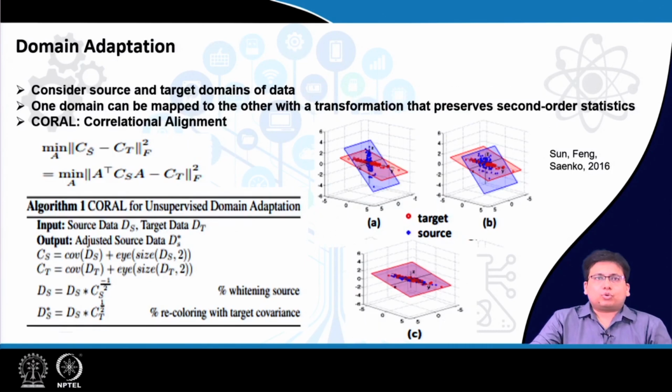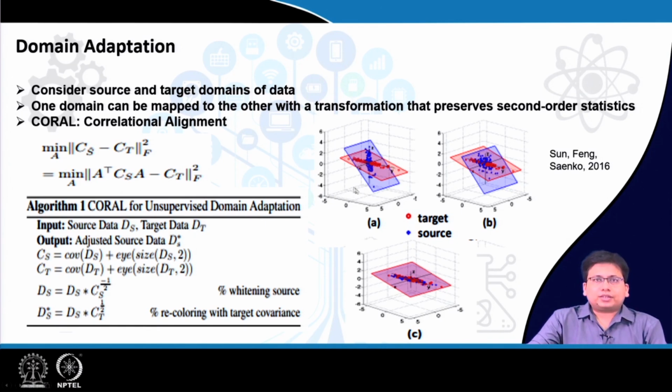So, the answer is no, and this is possible because of a concept known as domain adaptation. Domain adaptation says that, let us say, there are two domains of data, the source domain and the target domain.